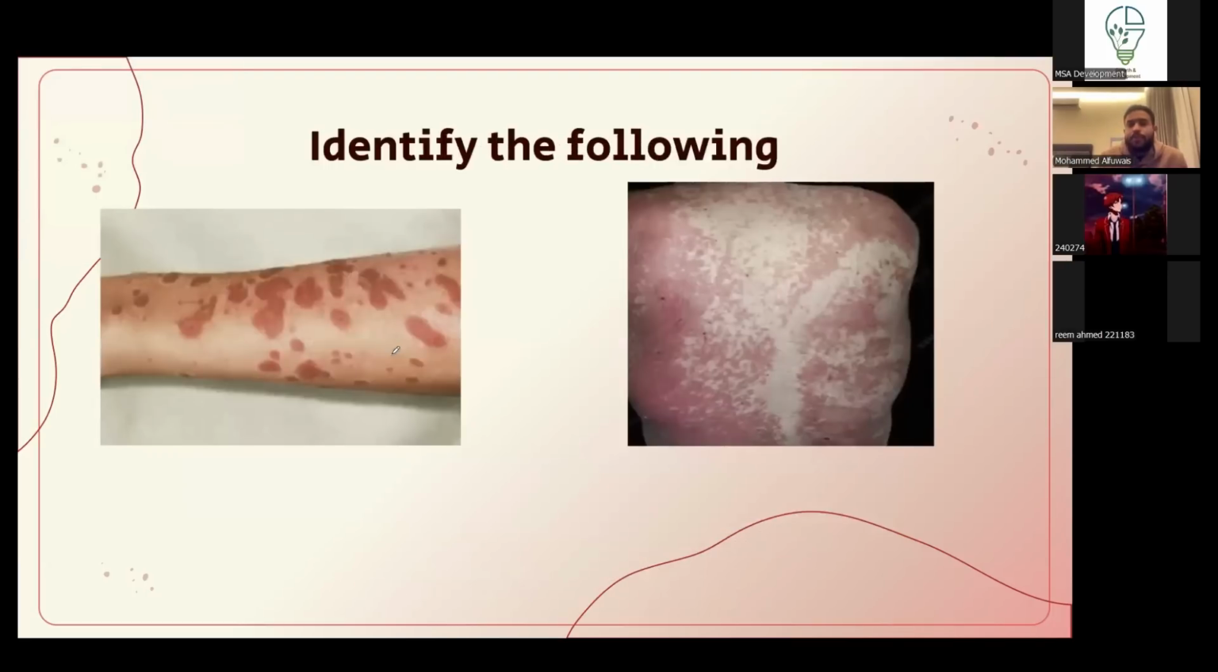Now, how about here? You have a patient that you gave a medication to. This medication causes severe blistering everywhere. What do we call this reaction?